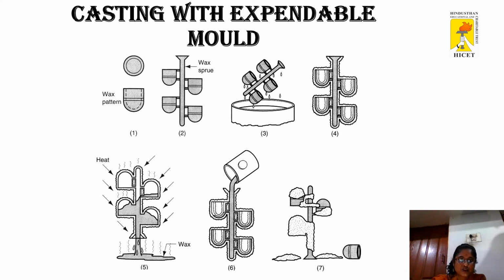Again, you will be placing it in an oven. What will happen? The wax will get melted away. And finally, you'll be pouring the molten metal into it. And after you get the solidified part, you have to remove the remaining parts which are not needed at all. Okay, so this is what the investment casting process is.